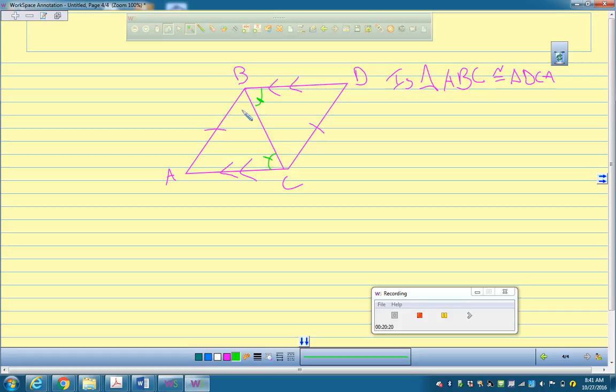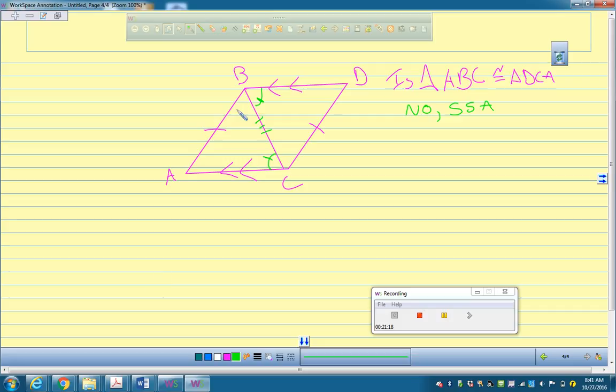But what other side is in both triangles? What side is in both of those triangles? BC, right? So I have a side, and then I have a side, and a non-included angle. See that? Side, side, not included angle. Are these triangles congruent? No, because it would be side, side, angle. You get that?